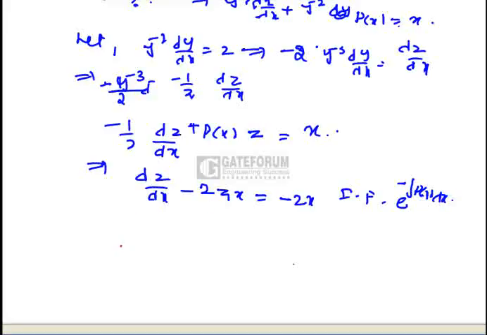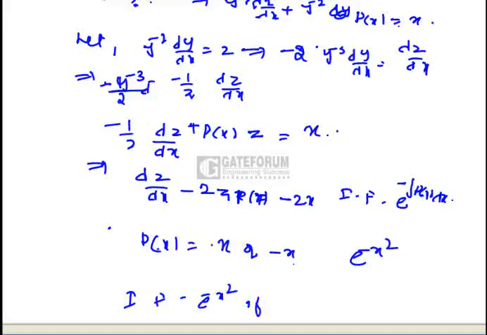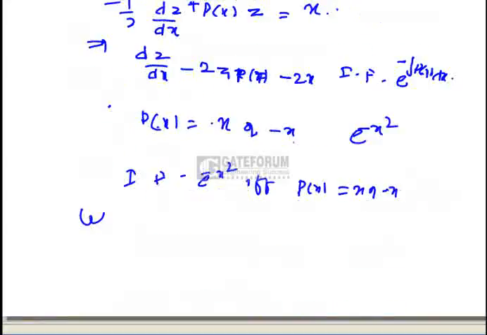Now here clearly this p(x) must be either x or −x. The reason is the solution is given with e^(−x²). The integrating factor will be e^(−x²) if and only if this p(x) is x or −x. So let us take x. Let p(x) equal x. Then the integrating factor will be e^(−x²).